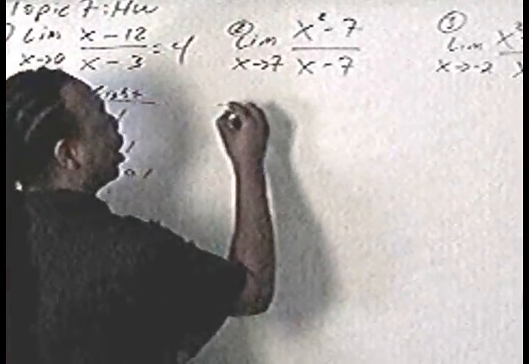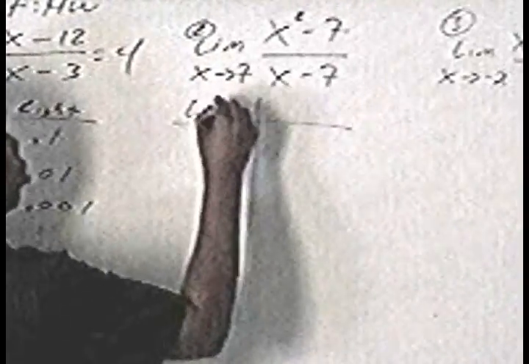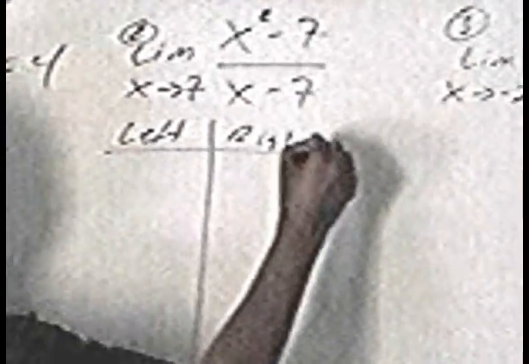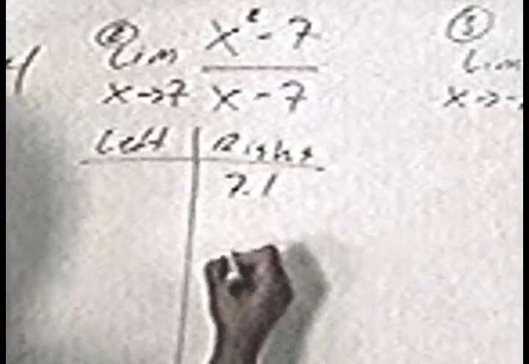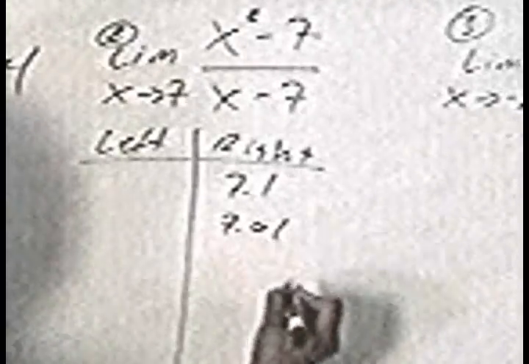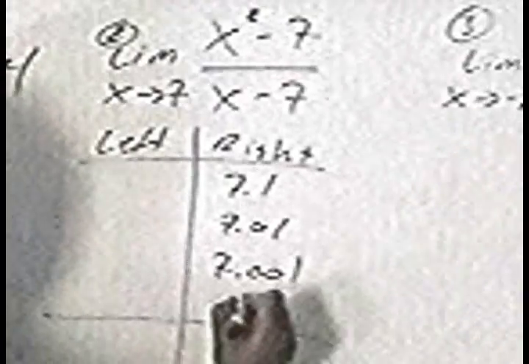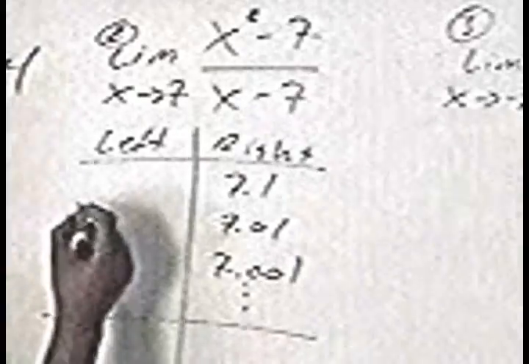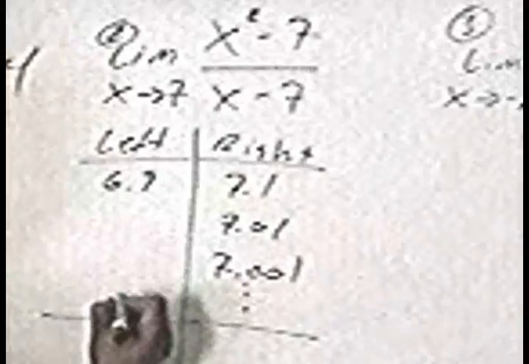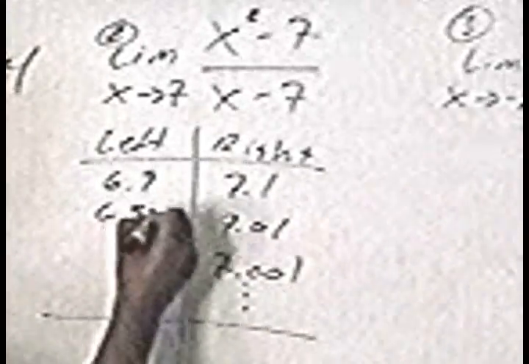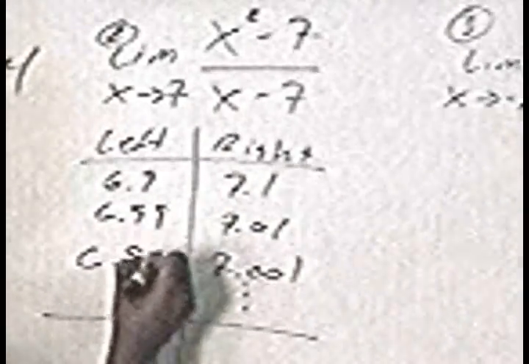Okay, here I'm headed towards 7. So I'm going to have a left side and a right side. From the right side, it will be 7.1. 7.01 gets me closer, and 7.001 gets me even closer. Then from the left, what's close on the left will be 6.9. What's closer is 6.99, and what's even closer is 6.999. I'll keep that up until I find a value.